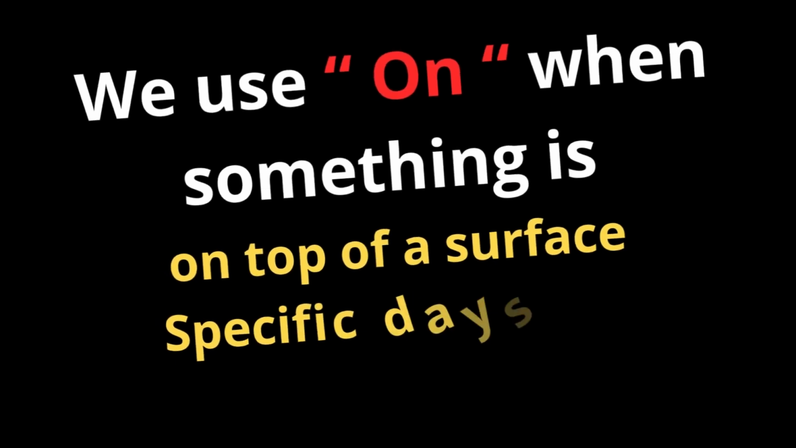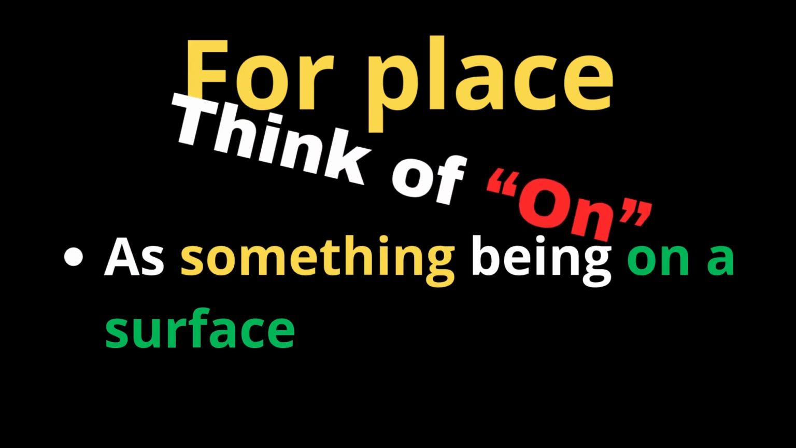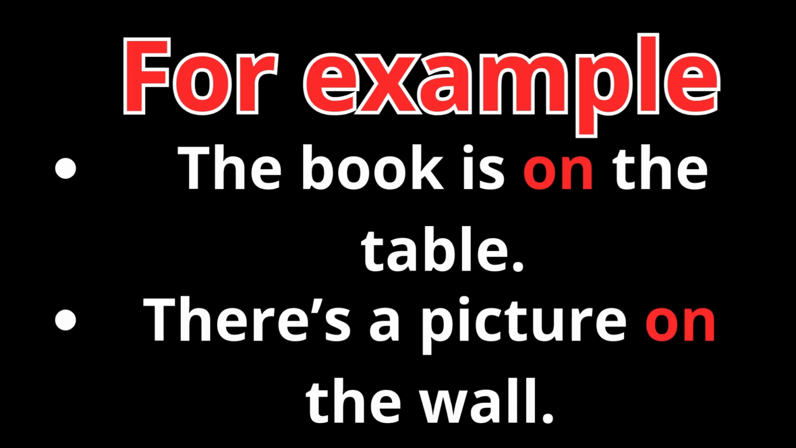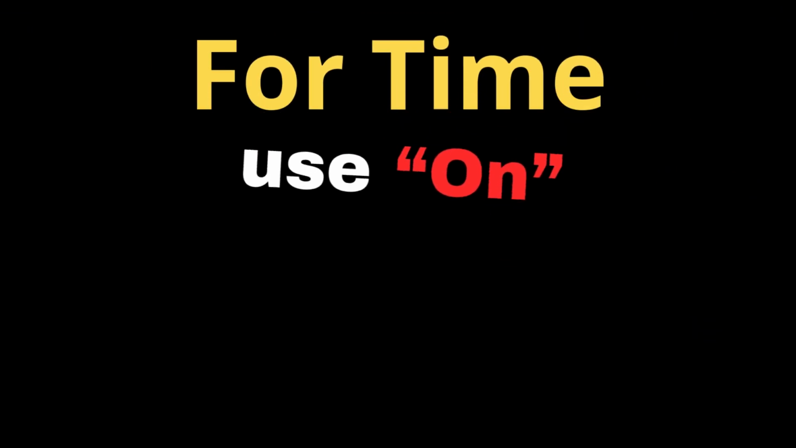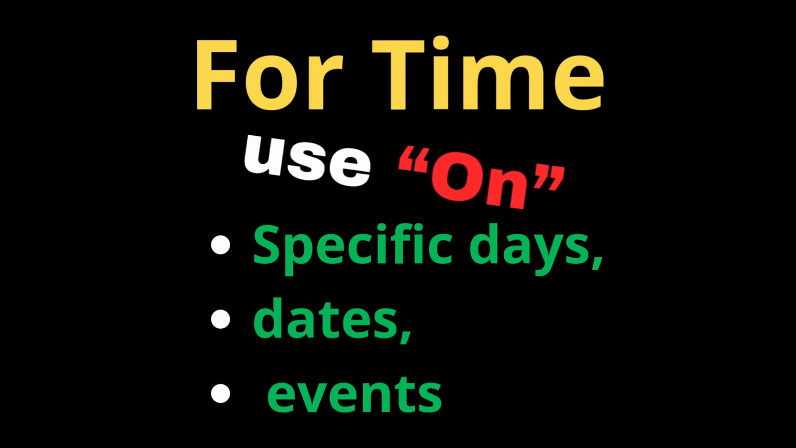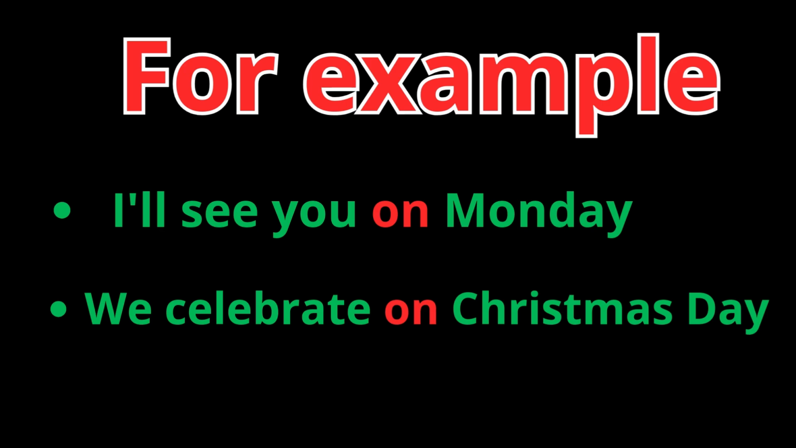Now let's talk about on. We use on when something is on top of a surface or for specific days, dates, or events. For place, think of on as something being on a surface. For example, the book is on the table, or there's a picture on the wall. And for time, use on for specific days, dates, and events. I'll see you on Monday, or we celebrate on Christmas Day.